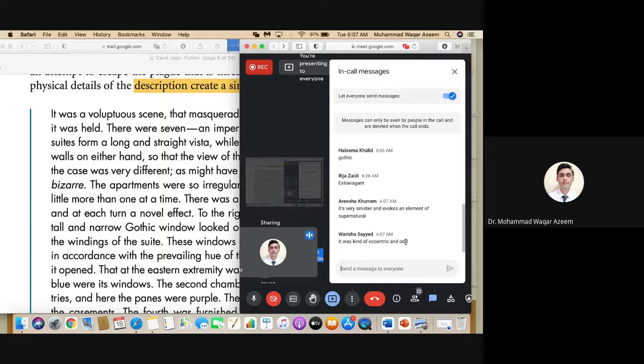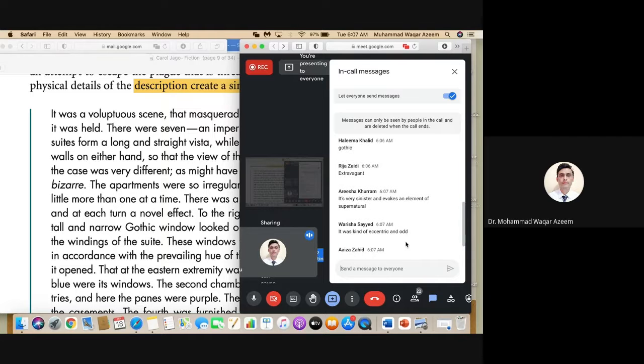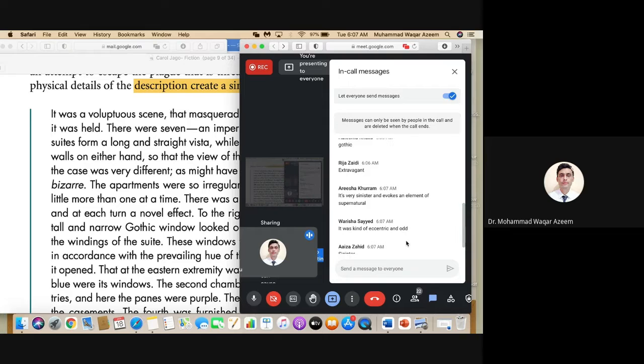So Rija says extravagant, and I think by that she means that the description is too rich and too saturated, which I think is true. Arisha says it evokes an element of the supernatural. Okay, that is connected with Halima's point of Gothic, because Gothic and supernatural are very close to each other. Somebody told me they had read Wuthering Heights.